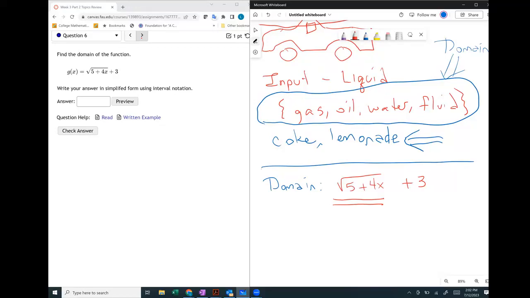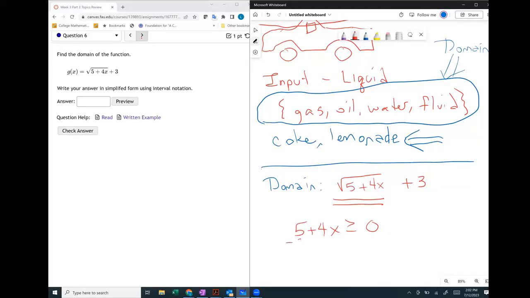But what I have to do is make sure that what's under the square root has to be greater than or equal to 0. If it's negative, I can't take the square root of it. My function blows up, just like my car, if I put things in the wrong place. Is that helpful? Yes. So I don't care about 5 by itself, and I don't care about x by itself, and I don't care about 4 by itself, and I don't care about 4x. What I care about is the combination of everything under the radical.